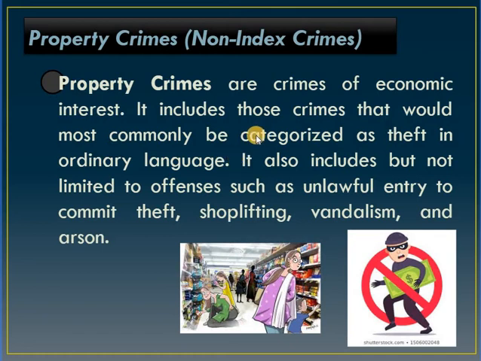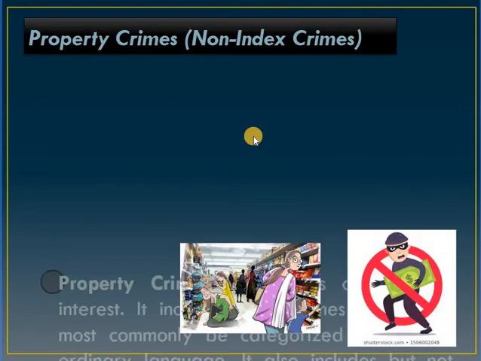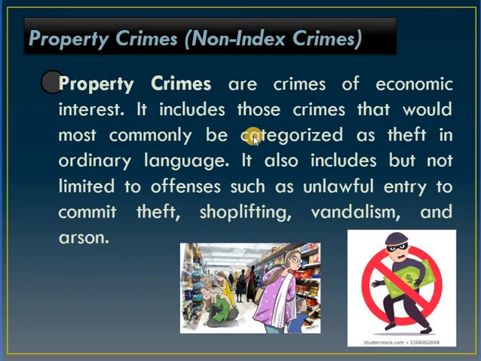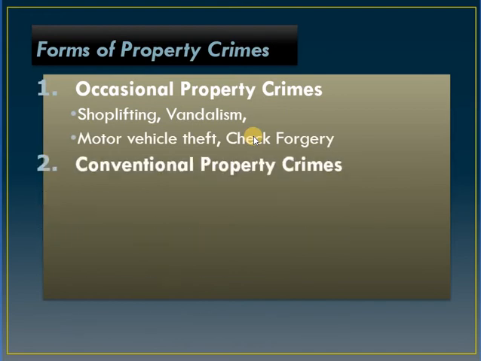Again, property crimes and then non-index crimes, and yung kanina, yung violent crimes and index crimes, are forms of what we call conventional crimes. Okay na po tayo? Okay na po tayo kay conventional crimes niyan? Do you have any questions? What are the forms of property crimes? Tingnan nyo.